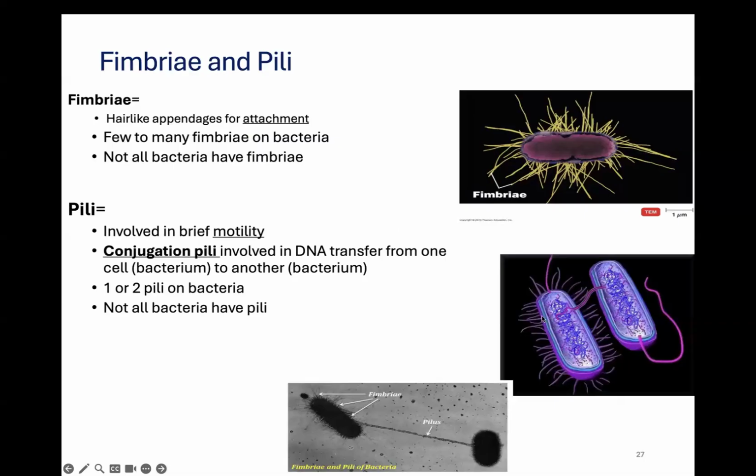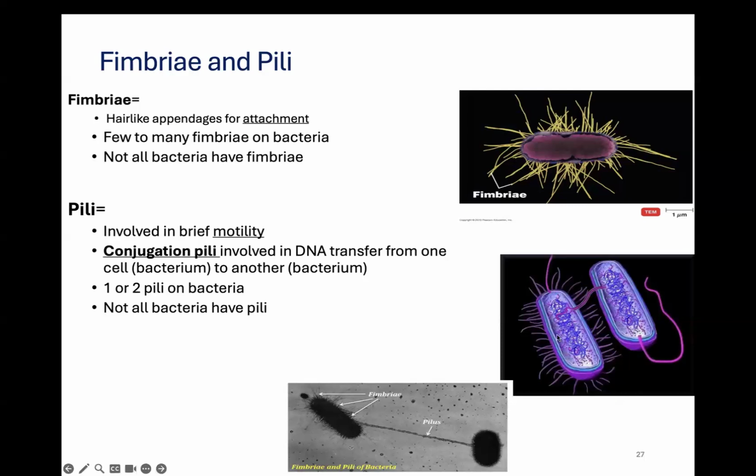Pili are a little bit longer than Fimbriae, and there's not as many of them. The main thing they're involved in is something called conjugation. Conjugation is where bacteria have the ability to exchange genes between each other. We'll learn all about it later. So that's when one bacteria can transfer a gene to another bacteria. Think of it this way.